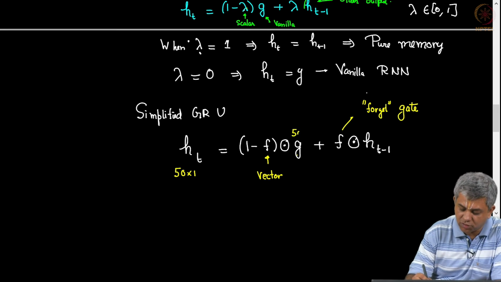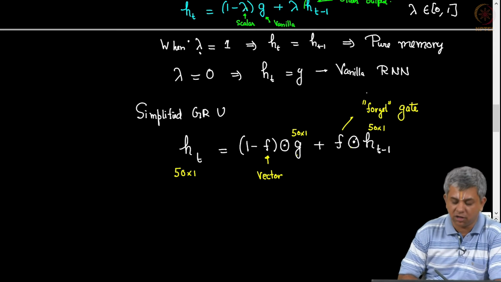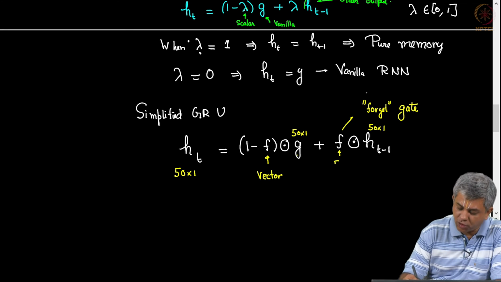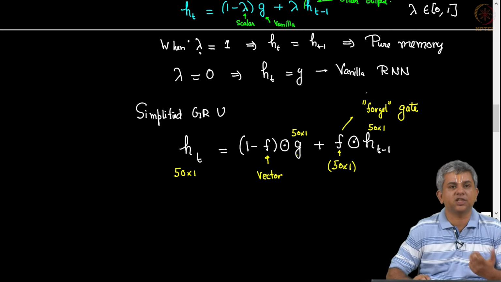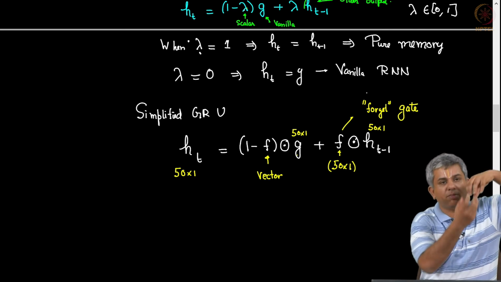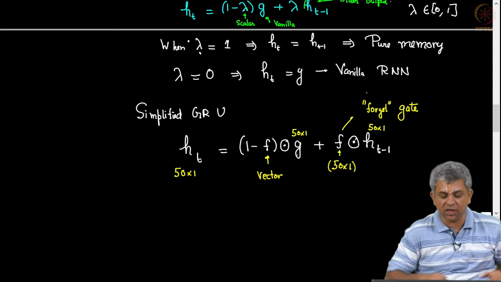Let us say G was also a 50 cross 1 vector and H_{t-1} was also 50 cross 1, then in order for the Hadamard product to work, F also has to be 50 cross 1. Now, why would we take F to be a vector? Because it is possible that you might want to remember a few things and forget a few things within a vector, within the H vector.